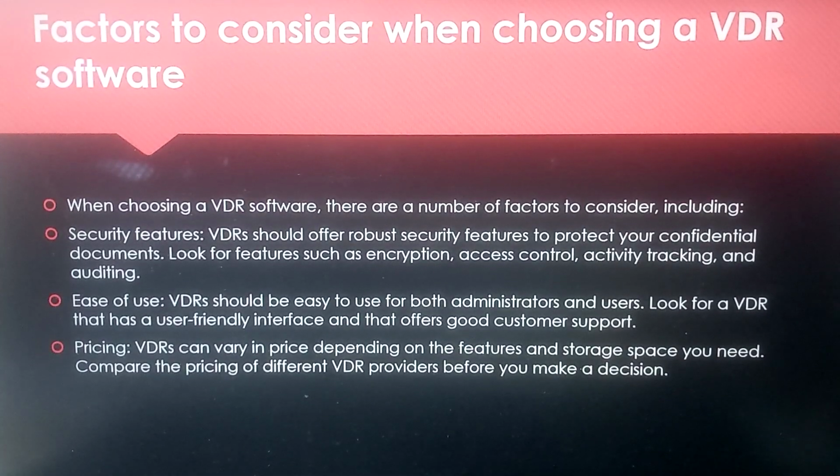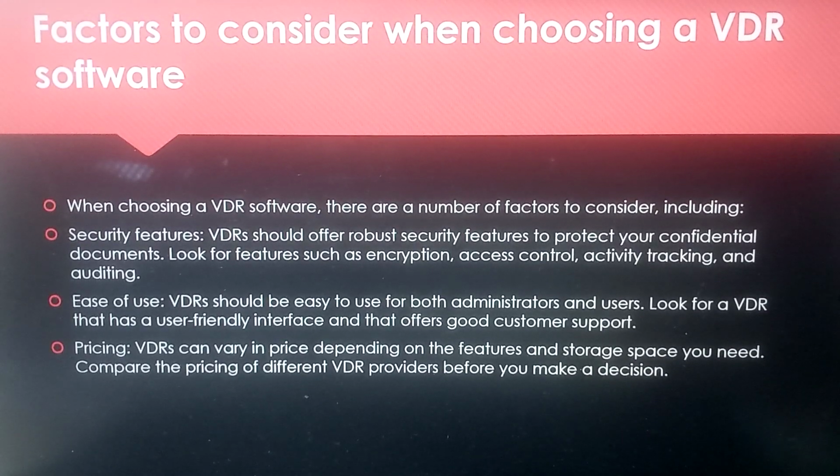Factors to consider when choosing a VDR software. When choosing a VDR software, there are a number of factors to consider. Security features. VDRs should offer robust security features to protect your confidential documents. Look for features such as encryption, access control, activity tracking, and auditing. Ease of use. VDRs should be easy to use for both administrators and users. Look for a VDR that has a user-friendly interface and that offers good customer support.